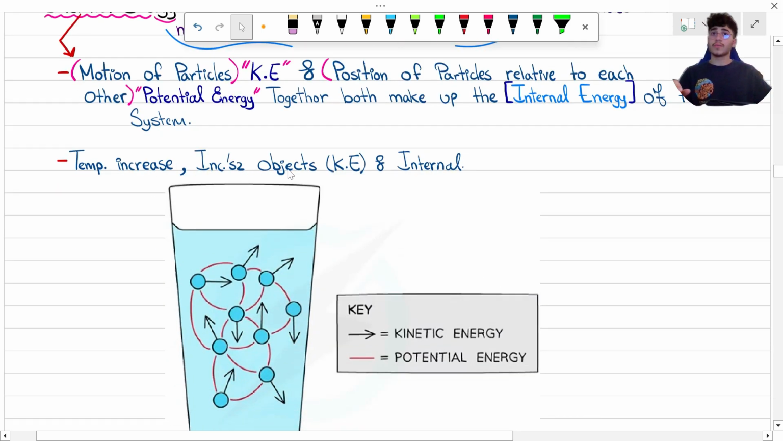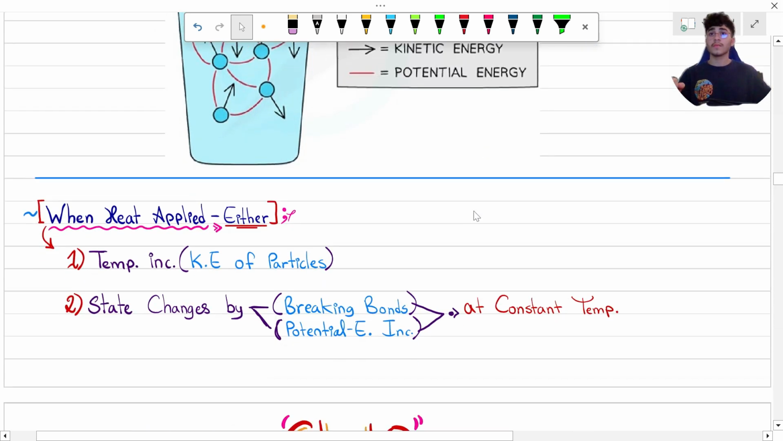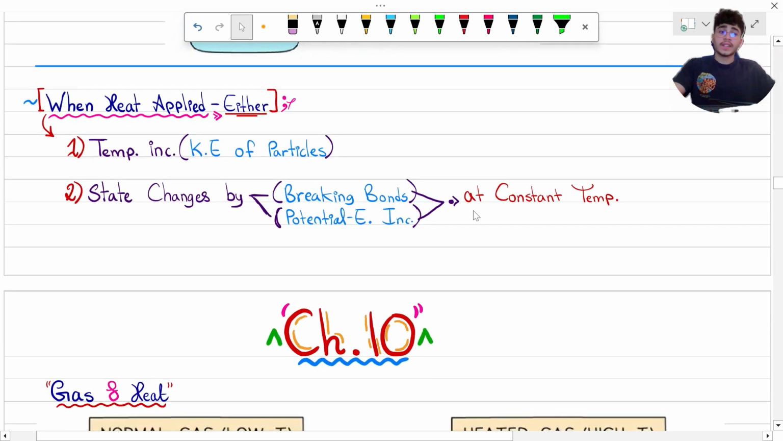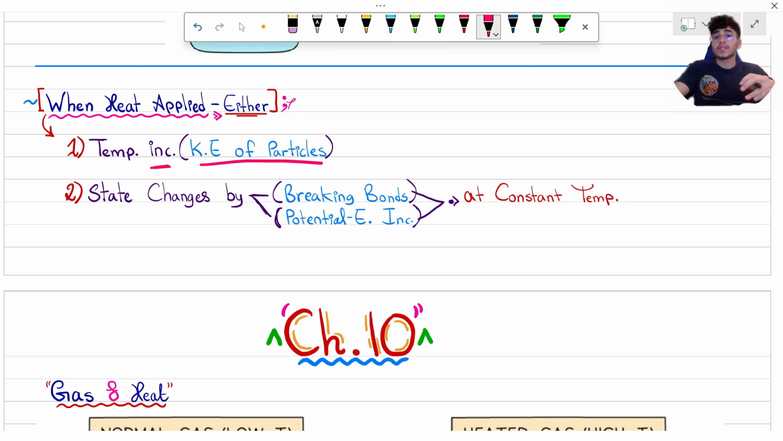Temperature increases the object's kinetic energy and internal energy. Both are directly proportional. What happens when heat is applied to an object? The temperature increases. This will increase the kinetic energy of the particles, and since the kinetic energy of particles is directly correlated with internal energy, the internal energy is also going to increase. And if the internal energy, or total energy, of the system increases, it's going to change the state of an object by either breaking the bonds or increasing the potential energy at a constant temperature.